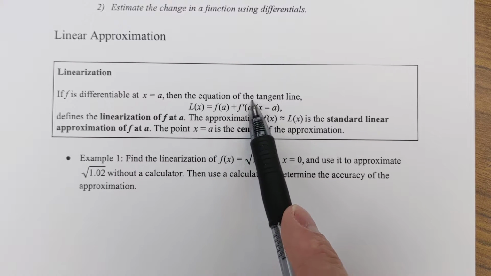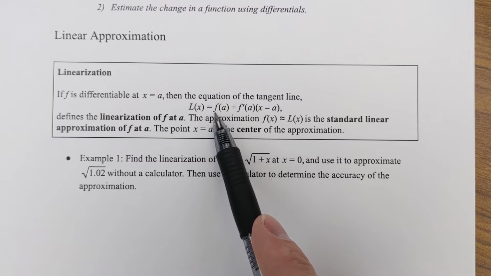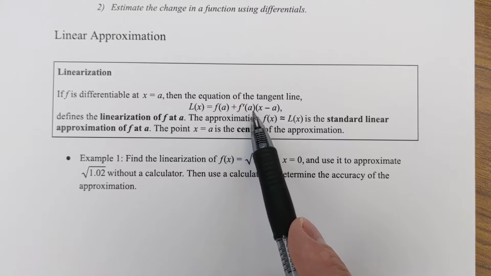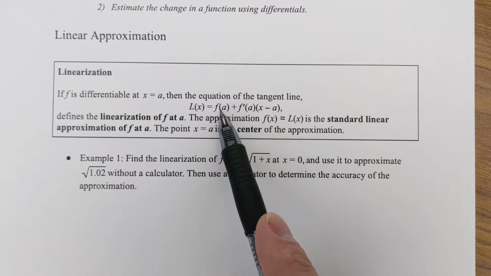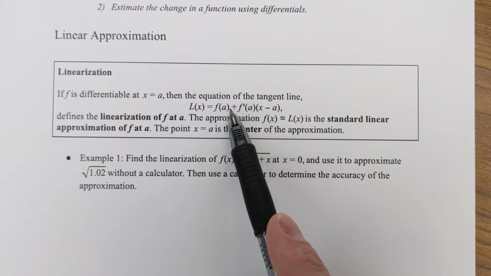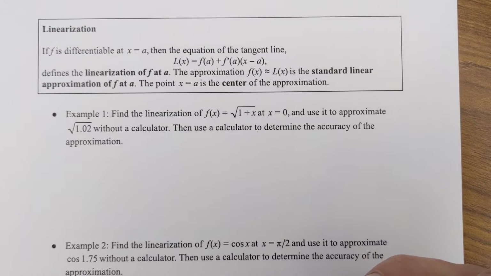Now, one thing to be careful of, remember, f of a is a single value. f prime of a is a single value. So it's not f prime times a times x minus a. This a and that a are part of the function notation that goes in front of them.